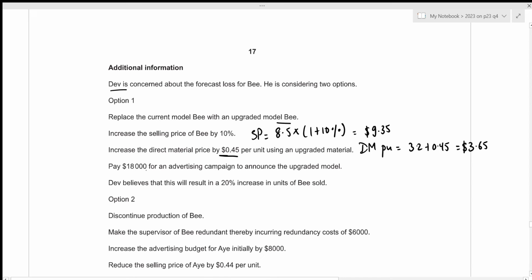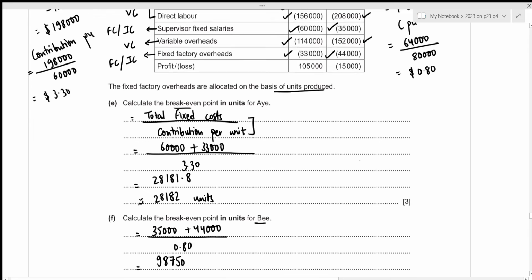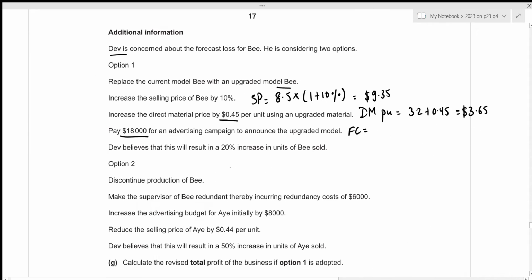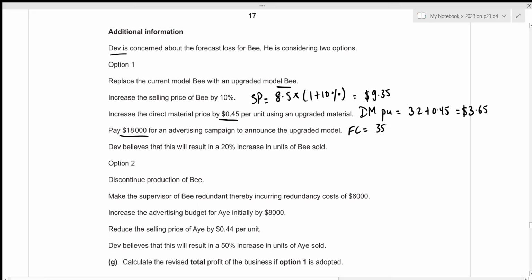Then we need to pay 18,000 for an advertising campaign to announce the upgraded model. So this will be added to our fixed cost. Okay, we have an increase in our fixed cost. Previously it was 35,000 plus 44,000. Now we have additional advertising campaign of 18,000, which gives our fixed cost to be 97,000.